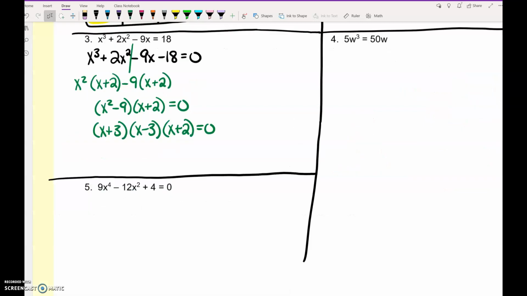If you factored this correctly, you should end up with x squared minus 9 and x plus 2. X squared minus 9 factors further into x plus 3, x minus 3, and we still have the x plus 2. So our solutions are negative 3, positive 3, and negative 2. And you can either write it out, x equals negative 3, x equals 3, x equals negative 2, or you can just list them.